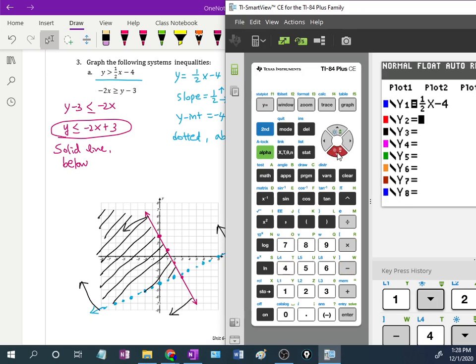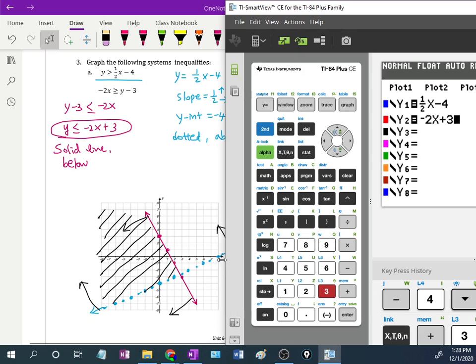Okay. And below, I have to solve everything for Y, right? Isolate Y, and then let's use the isolated form, slope-intercept form. So negative 2x plus 3. Okay. And the first one is shade above. The second one is shade below. So I'm going to show you how to do it on the calculator. But this calculator doesn't know how to choose the dotted line and solid line. So you need to make a decision on that part, okay?